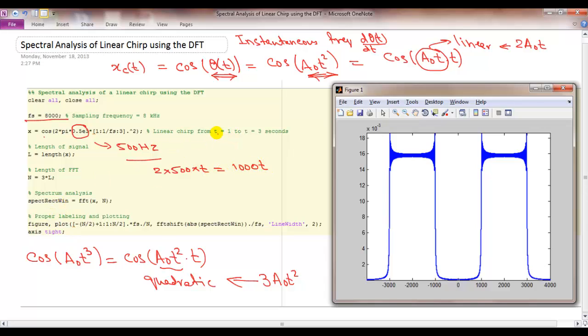Now if I measure this signal from t equal to 1 to t equal to 3 seconds, at t equal to 1 my frequency is 1 kilohertz, and at t equal to 3 my frequency is 3 kilohertz, and in between it's going to actually go through all possible frequencies between 1 kilohertz and 3 kilohertz. And because I end at 3 and my sampling frequency is 8 kilohertz, I will not be doing aliasing. So indeed, if you take this linear chirp, as I have written, and you do its spectral analysis, this is the plot you get.